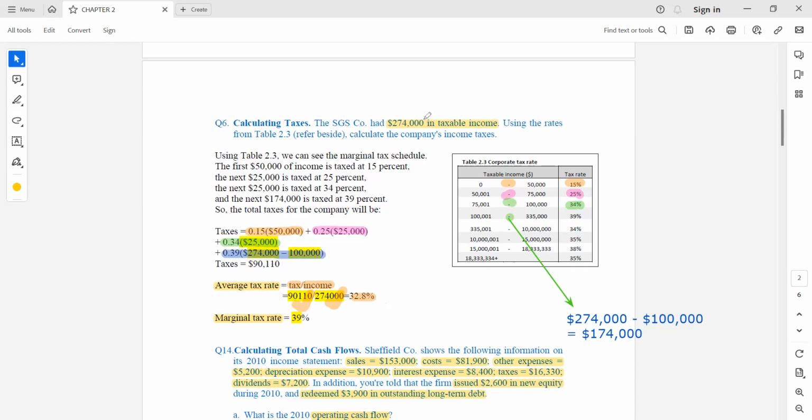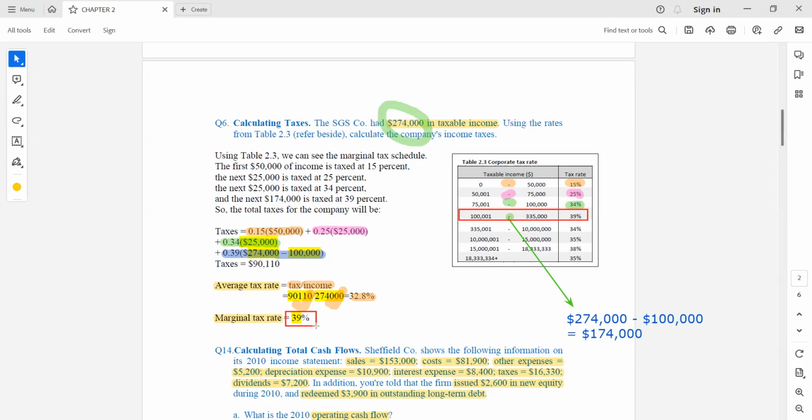Now you are earning 274,000. The next dollar that you earn, is it still in the same category? See properly. For the next dollar, let's say 274,001, does it still belong to the same category over here? Yes. So the next dollar that you earn will be subject to 39% tax. So you get 39 over here.